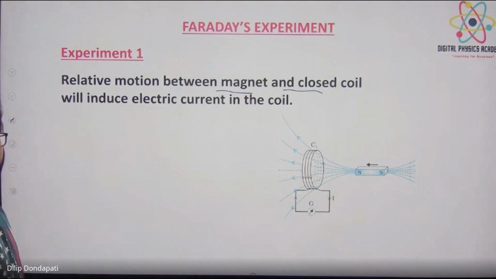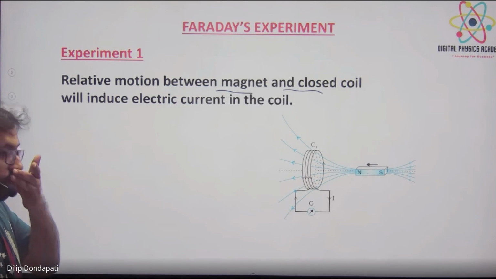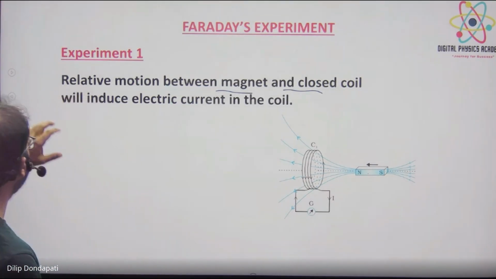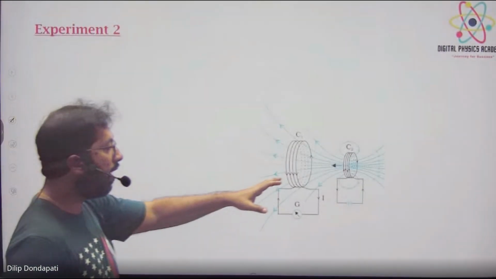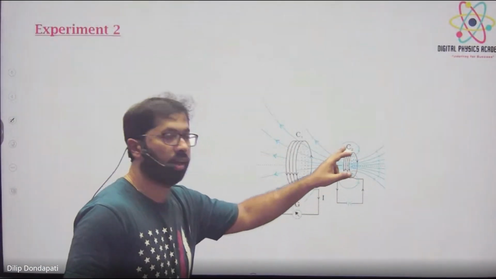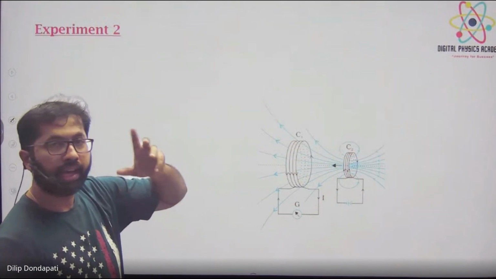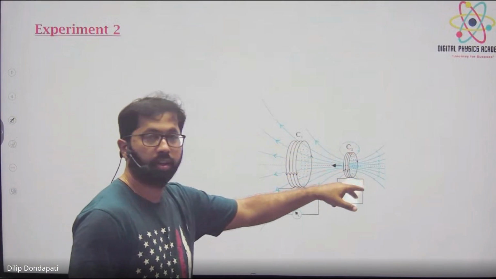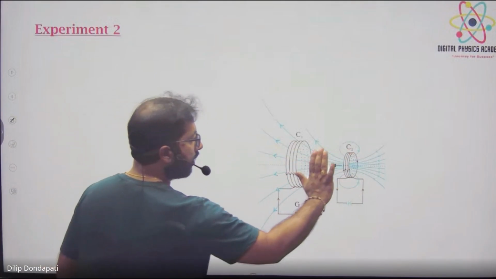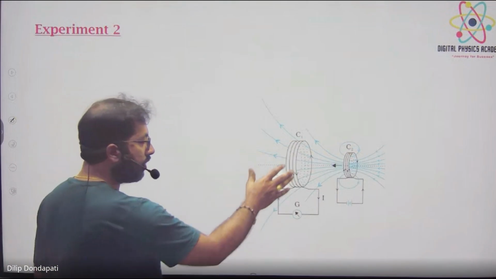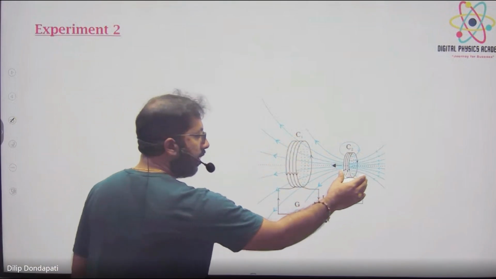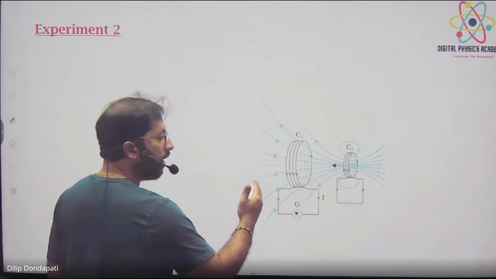ओके. नाउ सेकंड एक्सपेरिमेंट. सेकंड एक्सपेरिमेंट क्या है? सिमिलर टाइप ऑफ फर्स्ट एक्सपेरिमेंट जैसा कर रहा है. Instead of bar magnet, he took a current carrying coil. You know, current carrying coil generates a magnetic field, right? So curl the fingers in direction of current, thumb indicates direction of magnetic field. So again, he fixed the first coil. He moved inside and outside. Definitely the current is coming.